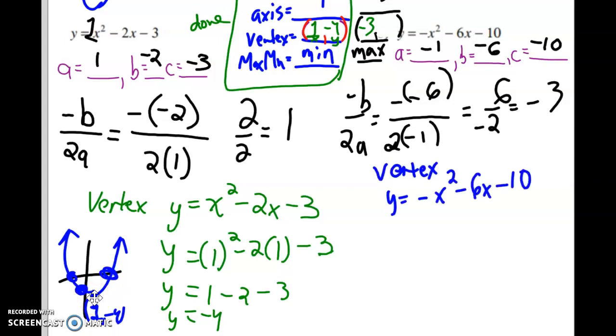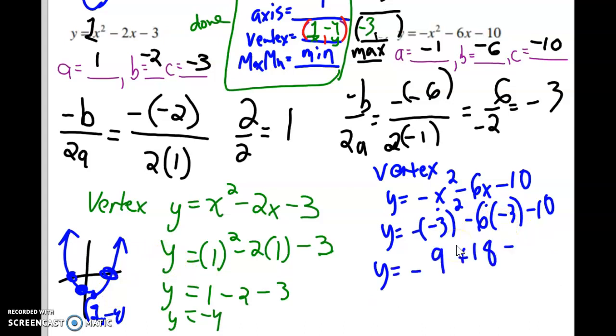Vertex for number 6, on the other hand, is going to be another one where we plug in negative 3. Negative 3 to the second power is 9, but you carry over the negative down, and negative 9 plus 18 minus 10 is negative 1.